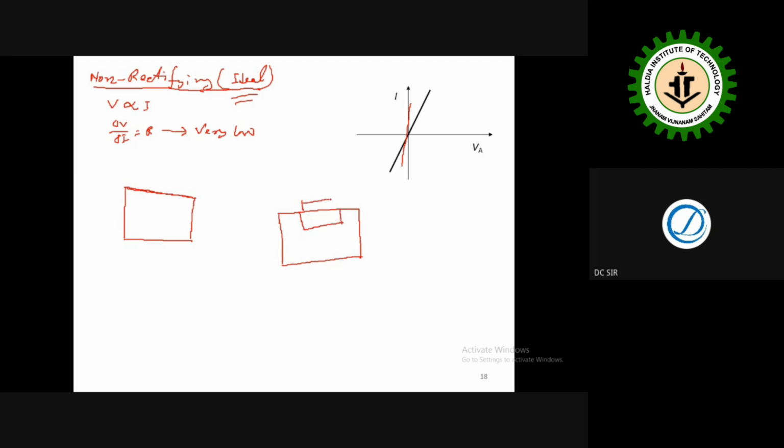Practically it happens like this. This is the metal, this is the N plus, this is the N. For example, this is an N type semiconductor. So in the N side, and P plus, P, metal.